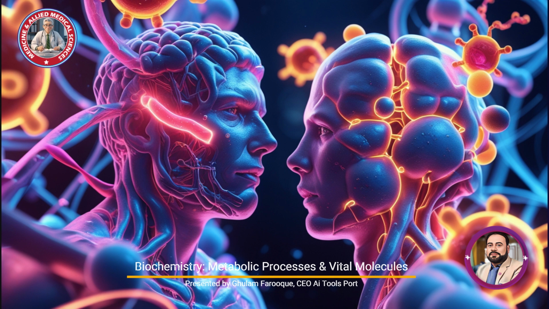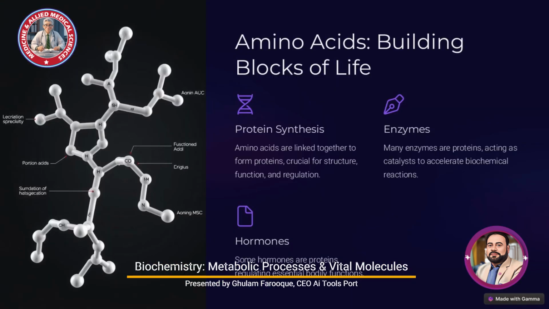3. Amino acids and hormones. Many hormones are peptides or proteins synthesized from amino acids. For example, insulin, which regulates blood sugar levels, is a peptide hormone made of amino acids. Thyroxine, T4, is derived from tyrosine and controls metabolism. Epinephrine is another amino acid-derived hormone that plays a role in the fight-or-flight response.